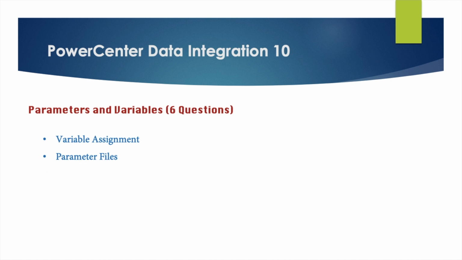Next topic, parameters and variables. This session will cover parameters and variables in the mapping and workflow level. There will be 6 questions from this session. The basic understanding of parameters and variables like how to declare and assign values, how integration services determine the priority of assigning the values, and what is the order of precedence if we have both mapping and workflow parameter files. These things will help you answer most of the questions.